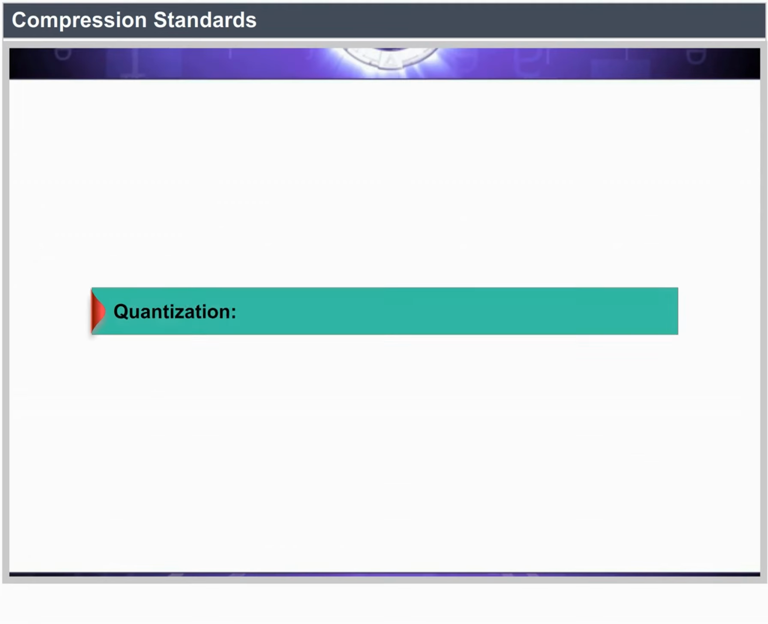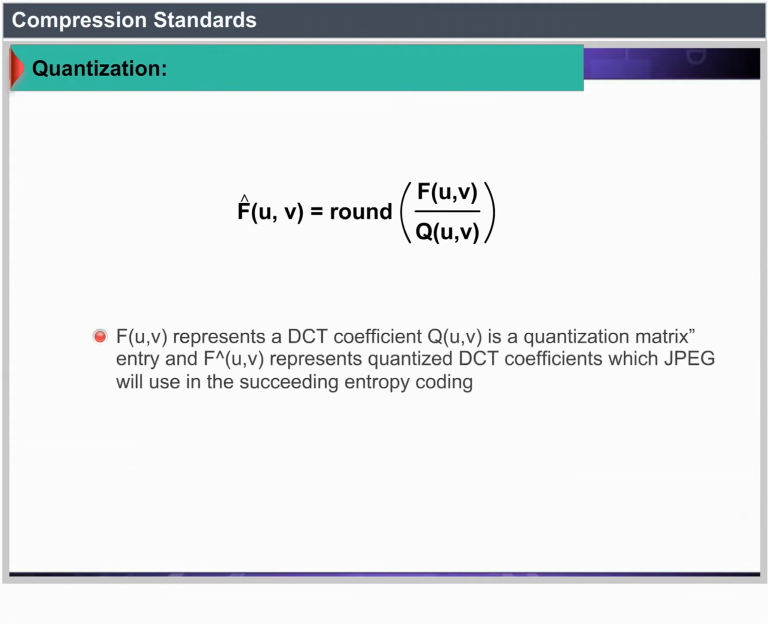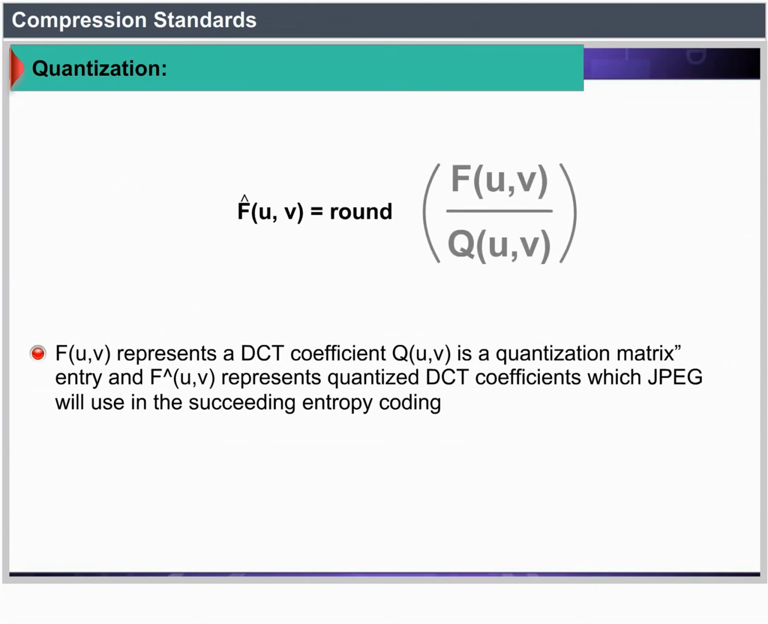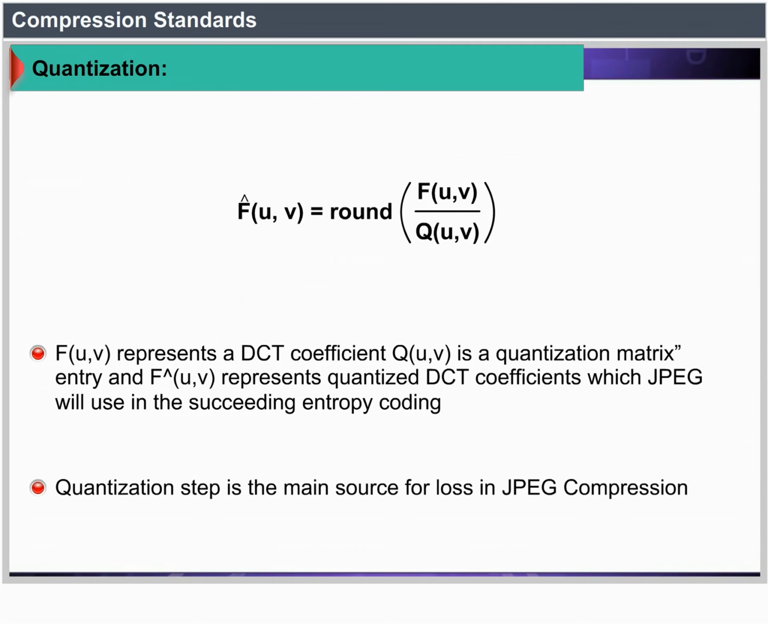Quantization. The quantization equation can now be seen on the screen. F of u, v represents the DCT coefficient. Q of u, v is a quantization matrix entry, and F cap of u, v represents a quantized DCT coefficient, which JPEG will use in the succeeding entropy coding. The quantization step is the main source of loss in JPEG compression.